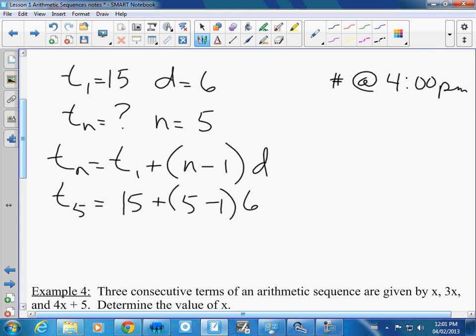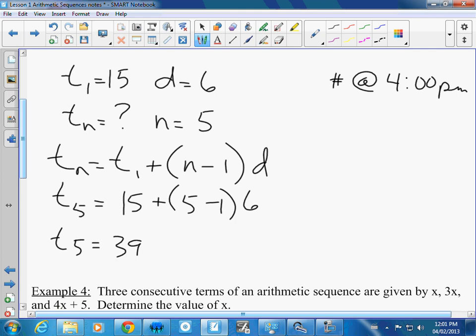5 minus 1, 4 times 6, 24 plus 15. We're doing mental math. 39. So the fifth term is how much? 39. So at 4 o'clock, which is the fifth term, how many people are waiting in line? 39 people. Okay? Make sense?